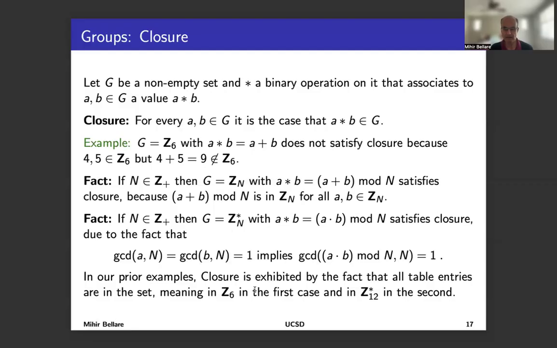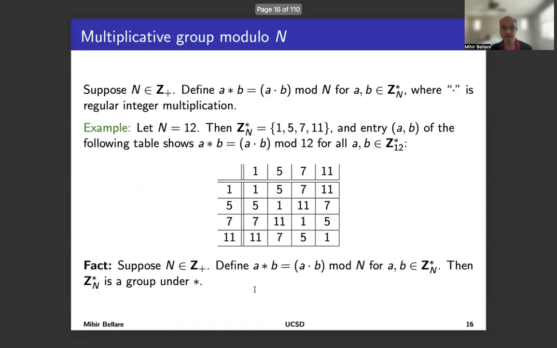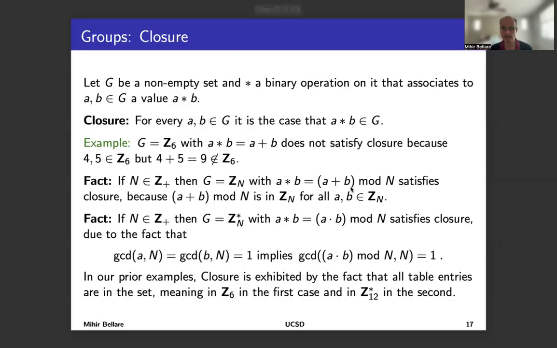Now, we can maybe go back and see in our examples how we would verify closure. And it's exhibited here simply by the fact that if you look at the entries in the table, they are all inside this set. No entry in the table is outside this set. And that's all that closure actually means.